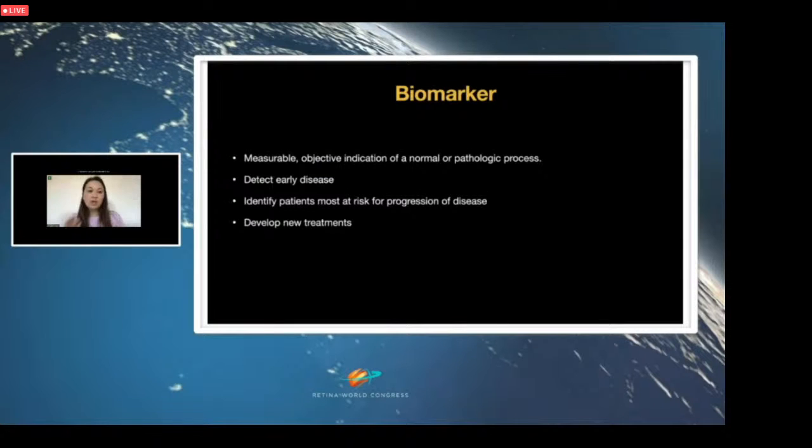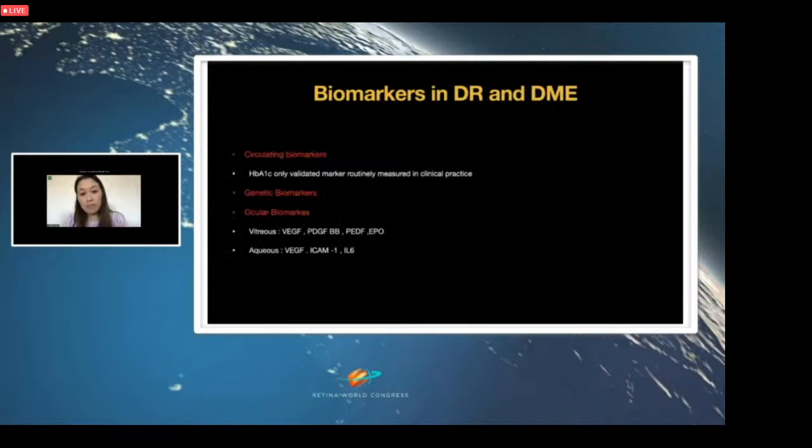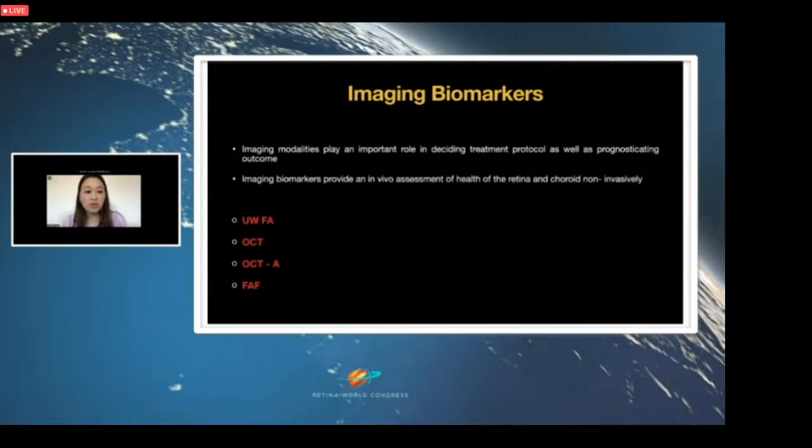So to start, I'm going to define what a biomarker is. And this is a measurable and objective indication of a normal or pathologic process that we can use to detect early disease, to identify patients most at risk for progression of disease, and to develop new treatments. We have different types of biomarkers for DME and also for DR: circulating biomarkers, genetic biomarkers, and ocular biomarkers, but today I'm going to focus on imaging biomarkers.